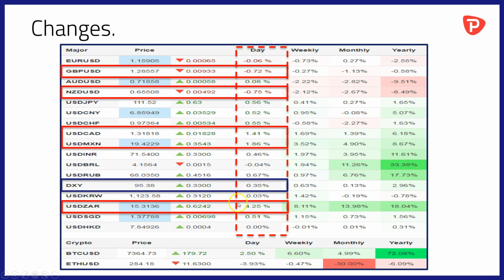The biggest move though on the day, the South African rand down by a whopping 4.25% against the US currency, and we'll look at the reasons behind that a little bit later on in the video. Dollar index for its part, yes, it was better, trading at 95.38, up by around 0.35%, but that's a modest move given what we saw elsewhere.